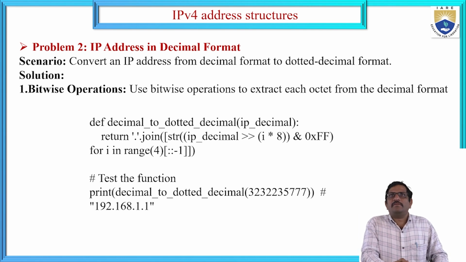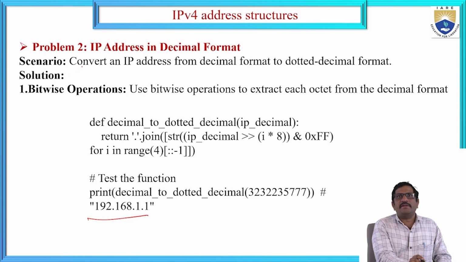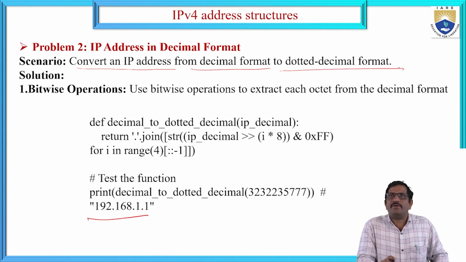Next, the problem in the IPv4 address structure: the IP address is in decimal format. Generally we represent the IP address in decimal format only. In this scenario, we first have to convert the IP address from decimal format to dotted decimal format.